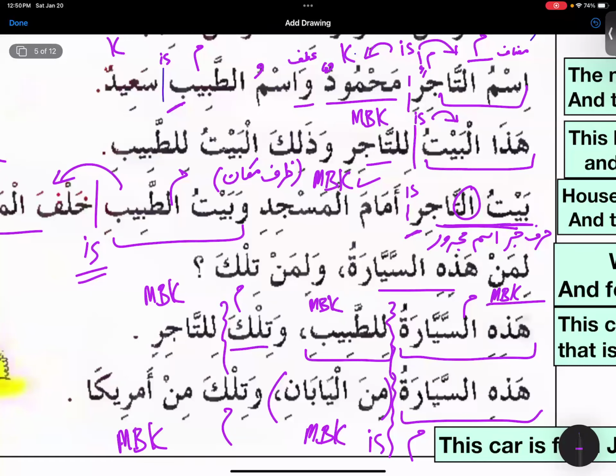And do you notice min America, even though there is min, but still it is ka? Why? Because this is one of the isam, it is not going to budge. Doesn't matter what comes before it. But we know min has come, so this is our isam majroor, even though it's not showing as jar status.